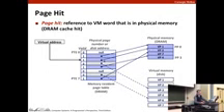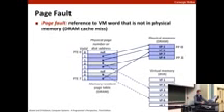So in this case, the page is in memory. It's cached in memory, and so we have a hit, and now the memory can return that physical address to the MMU.